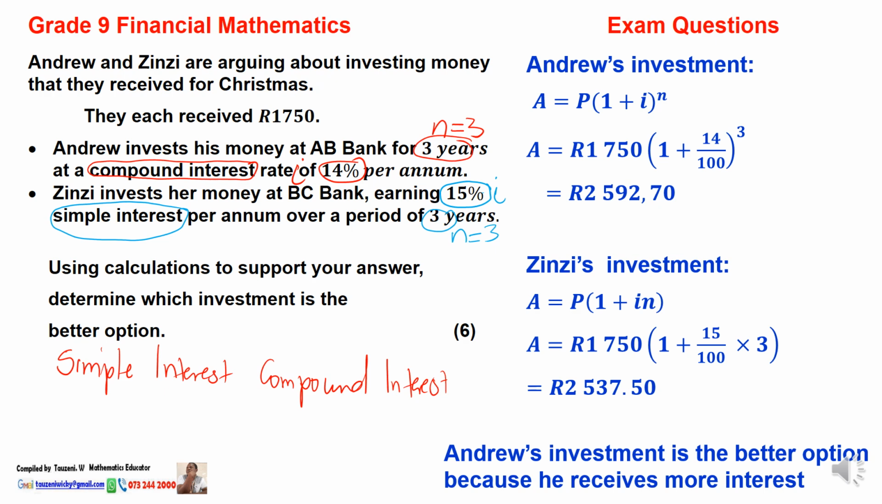But if you are borrowing money, if this was a loan, the better option will be the one that offers less interest, that charges you less interest. So to say it again, when you are investing money, the better option is the one that gives you more interest. But if you are borrowing money, the better option is the one that charges you less interest. That is a very good question, grade 9 financial mathematics.